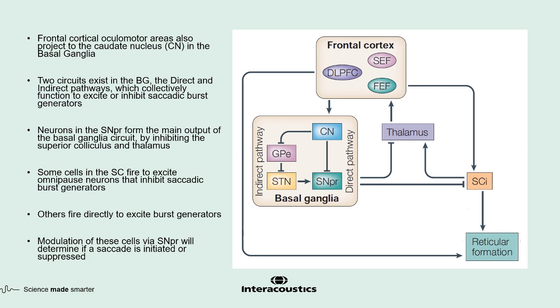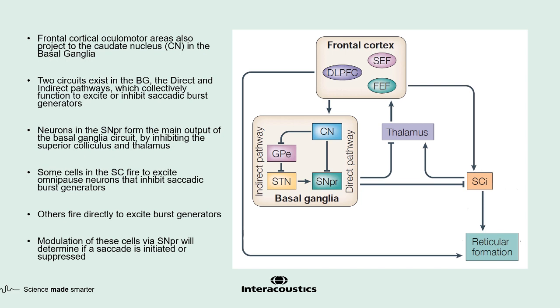And these are the basal ganglionic circuits. So frontal cortical oculomotor areas, the frontal eye field, the dorsolateral prefrontal, and the supplementary eye fields, they project to the caudate nucleus in the basal ganglia. The caudate nucleus is part of the neostriatum. It's the entryway into the basal ganglionic circuits. And in the big picture, you can think of the basal ganglia mechanism as sort of like the gas pedal and the brake pedal for the frontal lobe.